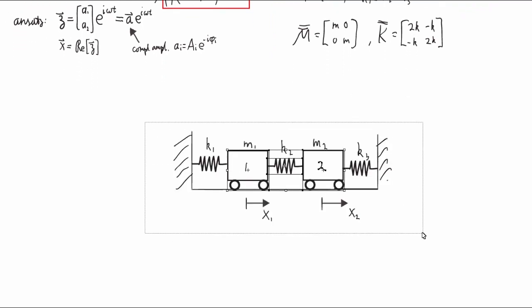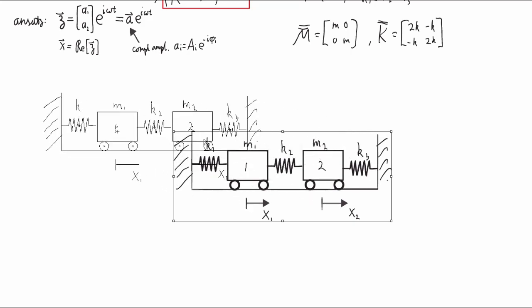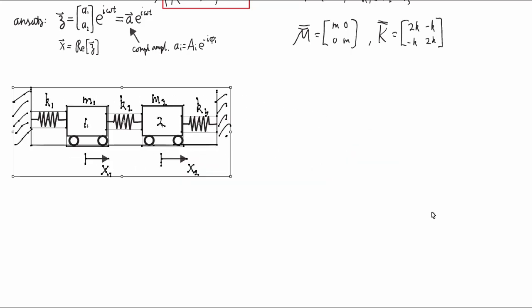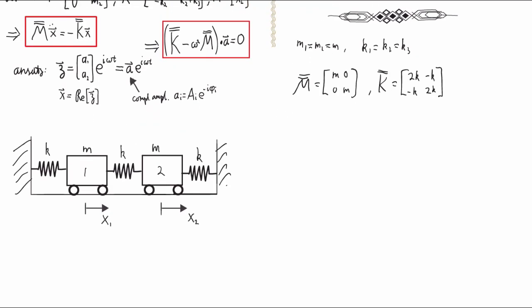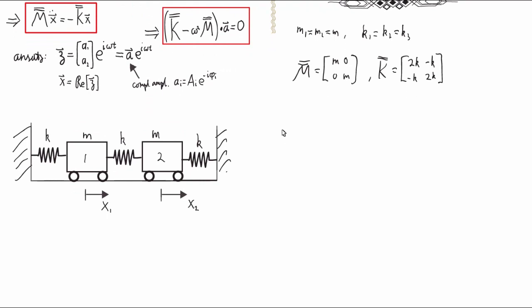And in order to keep track of what we're doing, I'm going to retain the picture here, but we're going to have to change a few things. All the masses and all the k's are the same. Now all we have to do is take the determinant of this matrix over here. So we want to calculate the determinant of k minus omega squared m.